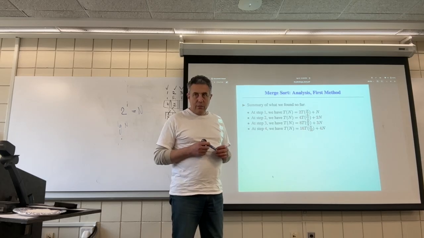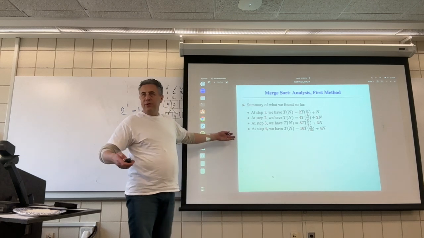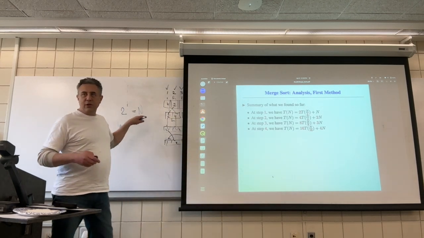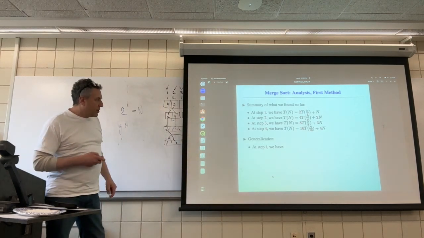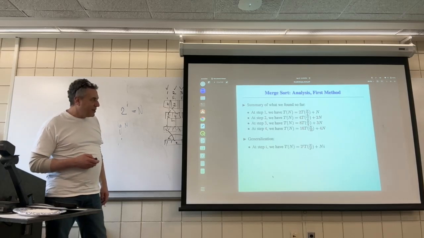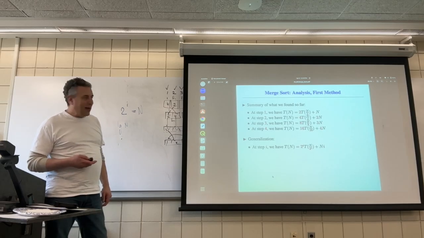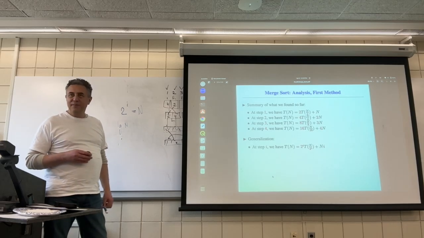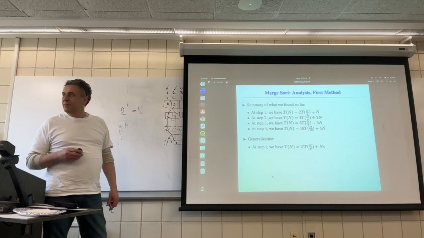2 to the power of whatever step we're on, so like 1, 2. That's right. Yeah, in fact, that's the next bullet. I just kind of cut to the chase here a little bit, but I think we're going to see that now. So generalization. At step I, we have T of n is equal to 2 to the I times T of n over 2 to the I plus n times I. You knew that.